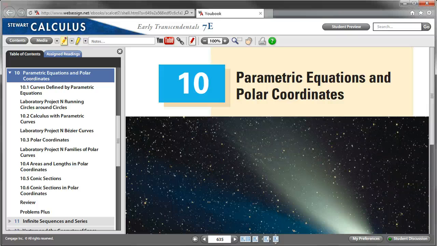The second half of this semester begins from 10.3, polar coordinates. This is actually a review of Math 1650 pre-calculus or Math 1600 trigonometry. Because it's a review, we're going to cover 10.3 as quickly as possible, and then we'll move on to 10.4 in the next segment of the video. That's where all the important calculus materials are located.